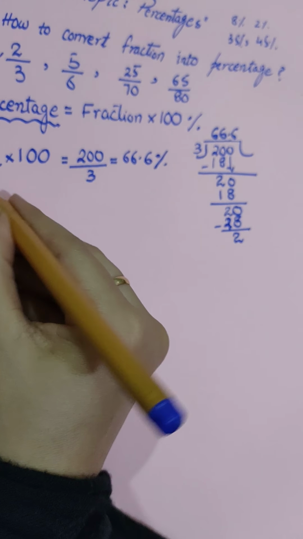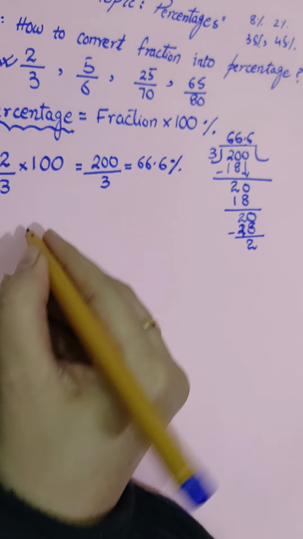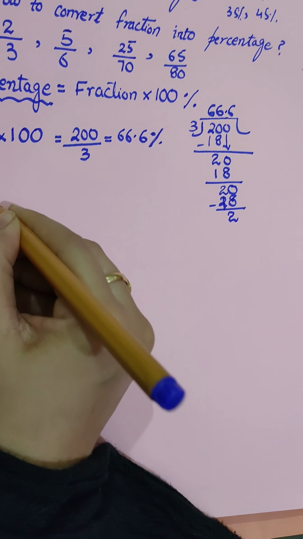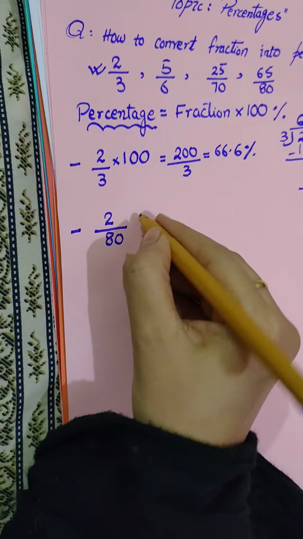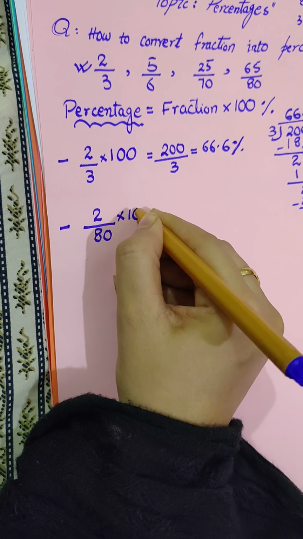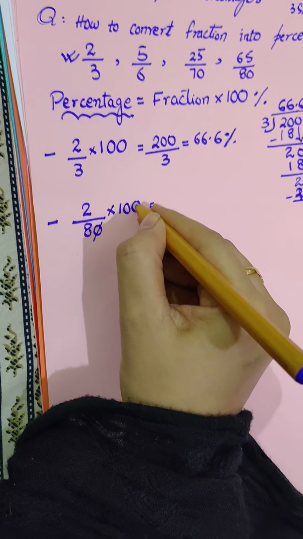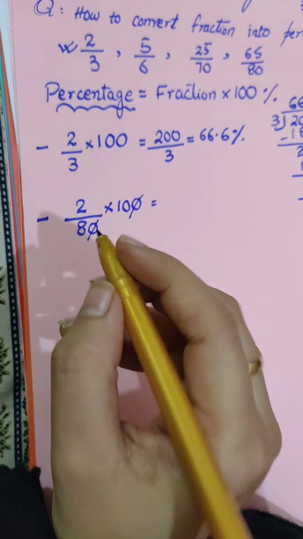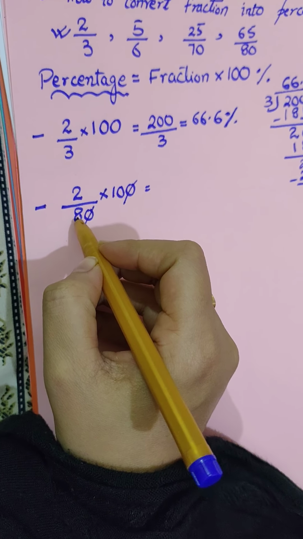Okay, let's see one more example, or we can go for an easier one, like 2 over 80 multiplied by 100, right? 0 by 0 cancel out, so 2 divided by 8 and multiplied by 10. Here you can simplify this 2 by 8, and you can simplify this 8 by 10.